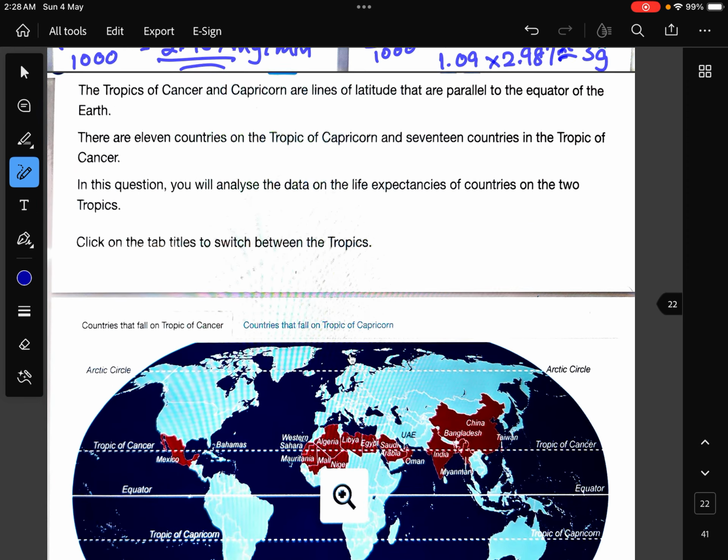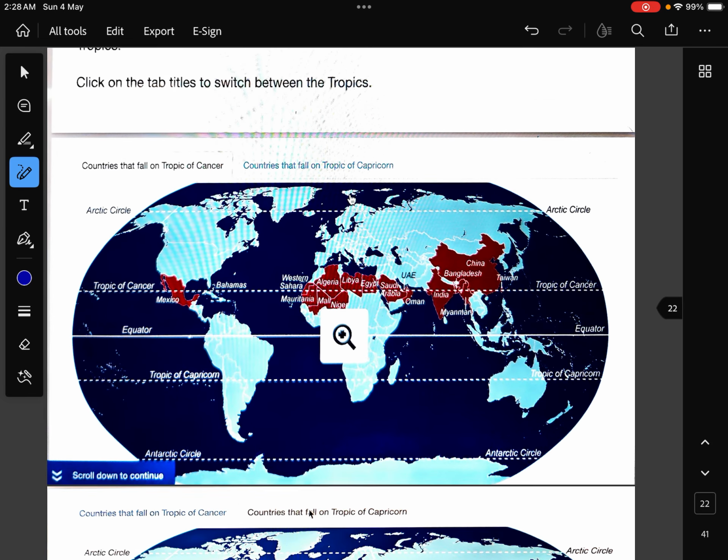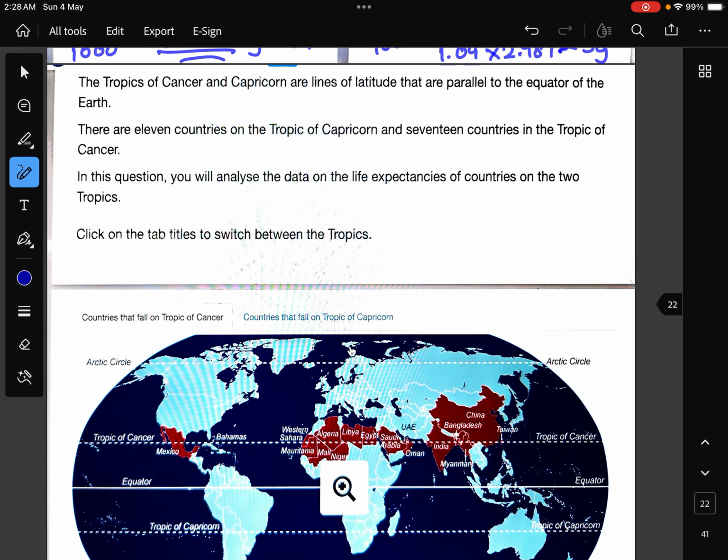Alright, so we're gonna move on to the next question. This is actually primarily a criterion D question. This is really about the tropics of Cancer and Capricorn. So we're looking at the different countries that are located on the Tropic of Capricorn, and the 17 countries that are located in the Tropic of Cancer in this case, and we'll be looking at comparing the life expectancy between the two tropics in this case.